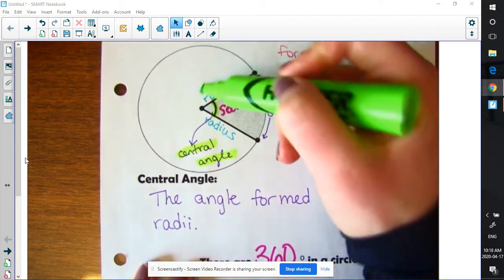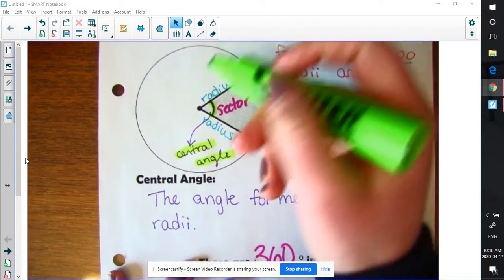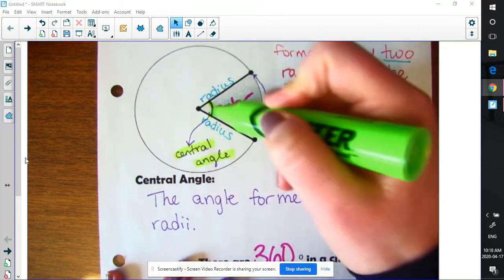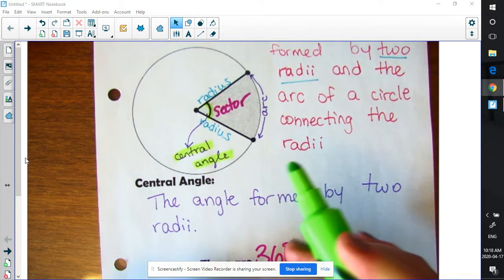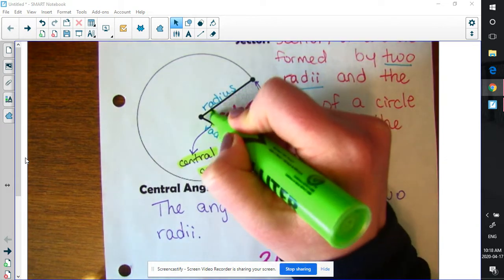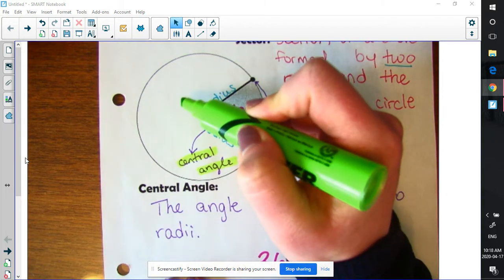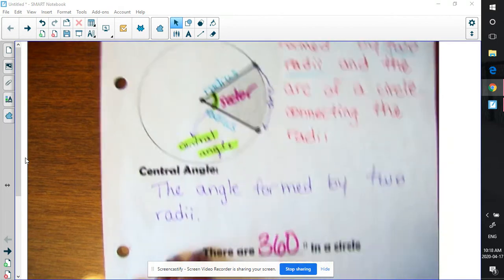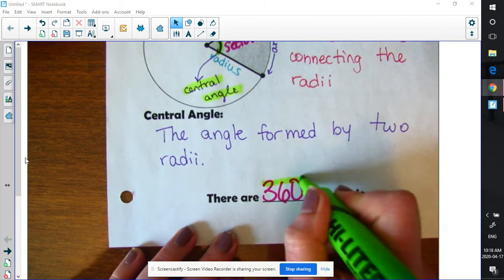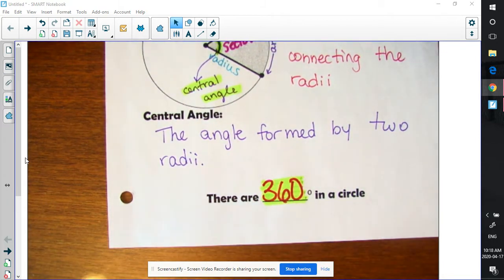Now, if I were to make a whole bunch of sectors, so think of a pizza. If I were to take a pizza and cut it up into, let's say, 8 slices, I've made 8 sectors, each of them with a central angle. Now, if I were to take all of those central angles and add them up, it would equal 360 degrees because, as you guys know, there are 360 degrees in a circle.